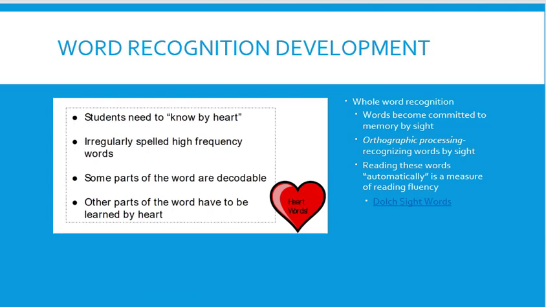The third way to build word recognition is to have students recognize words as whole units or read those words or parts of them by sight or by heart. There is still an amount of orthographic processing involved in recognizing words by sight, and we can teach students to read these words so that over time they become automatic.